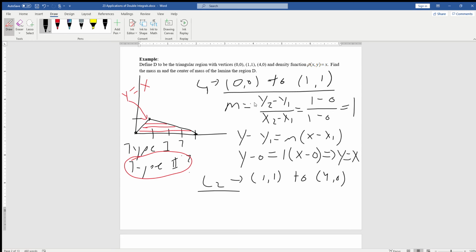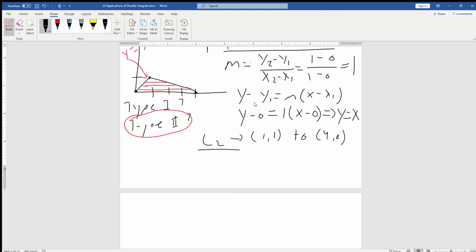To be able to find the equation, we're going to do the slope again. So slope m is going to be equal to, let's just use (1, 1) as (x1, y1). Let's use (4, 0) as (x2, y2). So that's going to be (0 minus 1) divided by (x2 minus x1), 4 minus 1, which should work out to be negative 1/3.